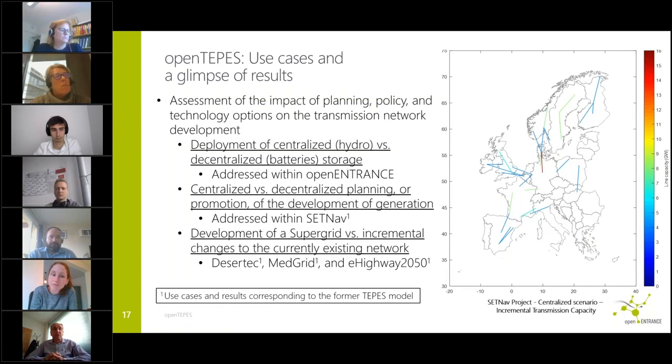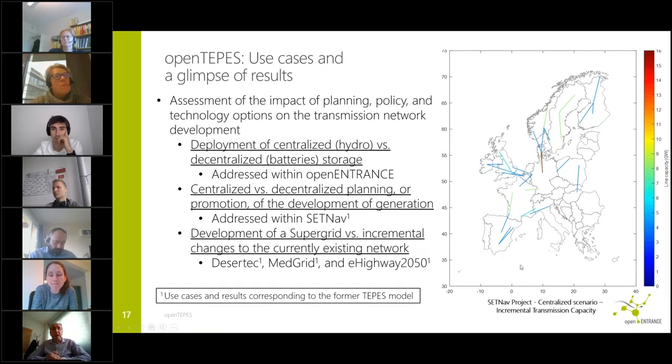The previous model was developed under different H2020 European projects, where we were mainly focusing on trying to analyze the impact at the transmission level of different long-term scenarios. On the one hand, derived from the generation expansion, and then we were addressing the impact on the transmission network. And we were cooperating in different European projects in order to do that.